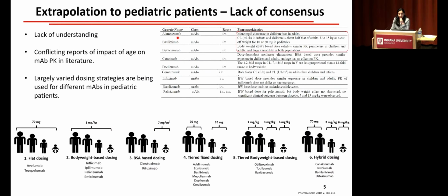As a result of a lack of understanding of the quantitative extent to which these processes affect antibody PK, there has been a lack of consensus, which is highlighted by this compilation from University of Florida. While alemtuzumab is reported to have more rapid clearance in children as compared to adults, antibodies like basiliximab have been reported to have lower clearance in children, while others like bevacizumab are reported to have no change in clearance based on age.